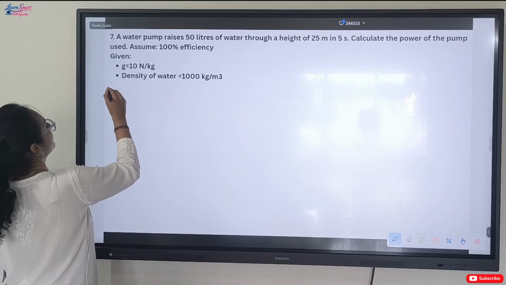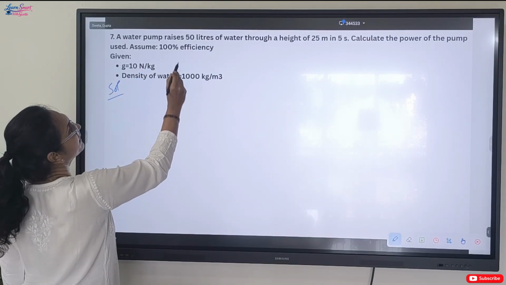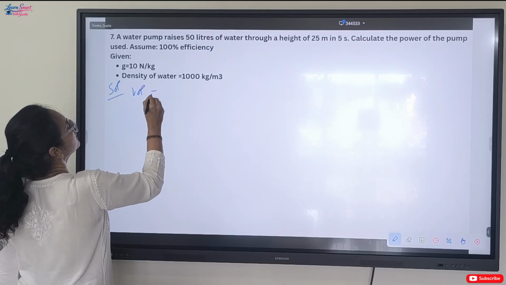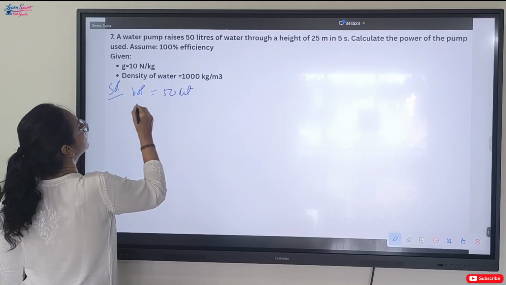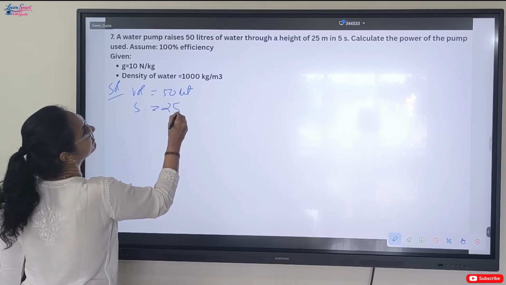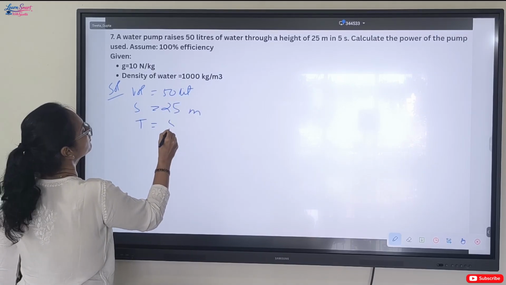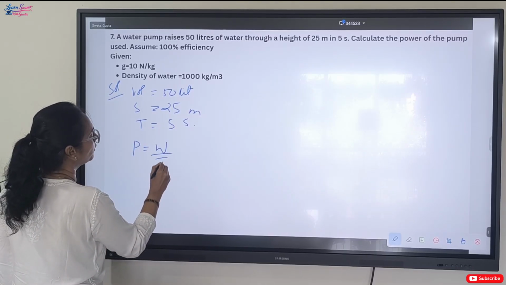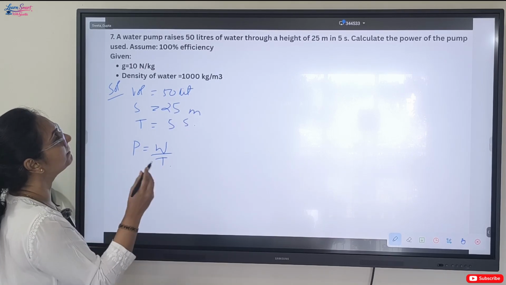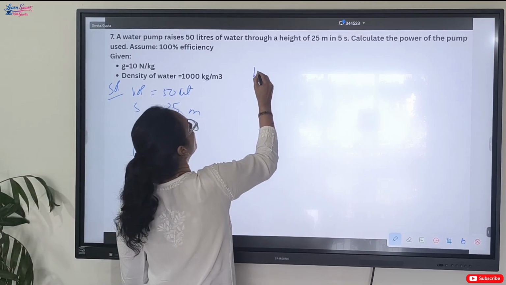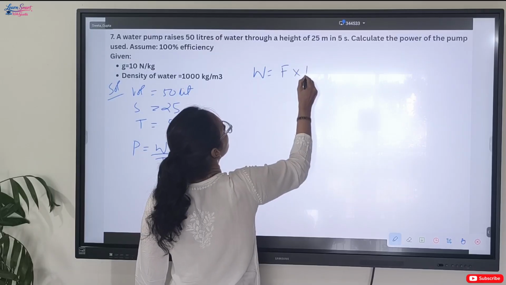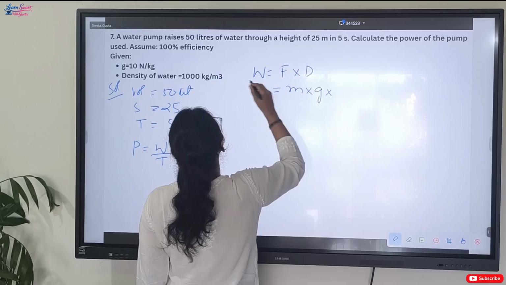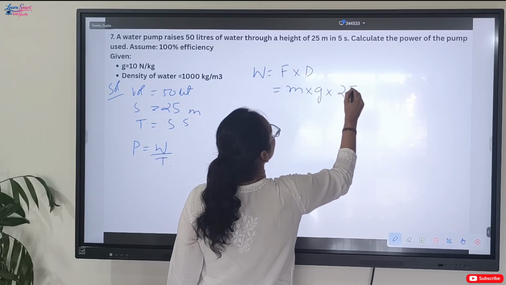Okay, let's solve question number 7. A water pump raises 50 liters of water through a height of 25 meter. So volume of water is 50 liters. Displacement S is 25 meter. Time is 5 seconds. We have to calculate the power. Power is equal to work done upon time taken, right? And what is the work done? So work done equals force into displacement. Force is M into G and into displacement, which is 25 meter.